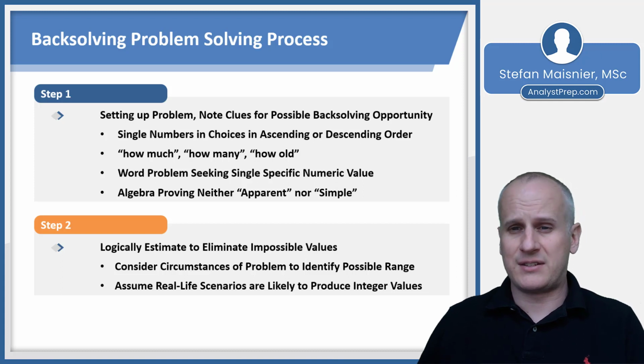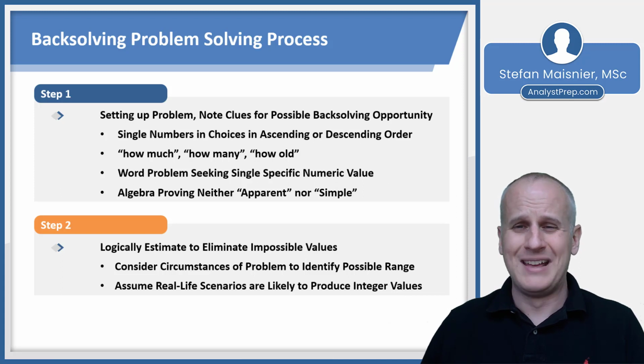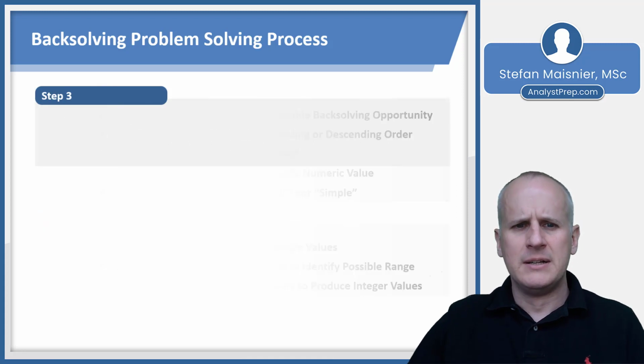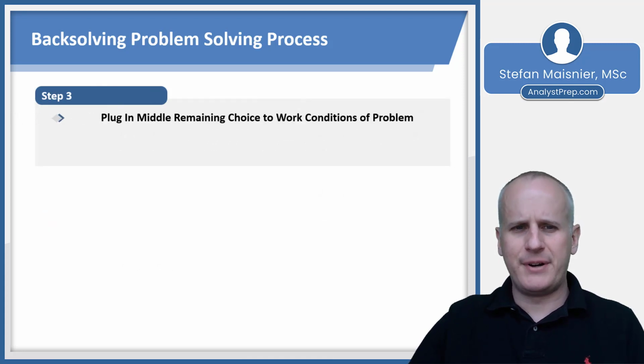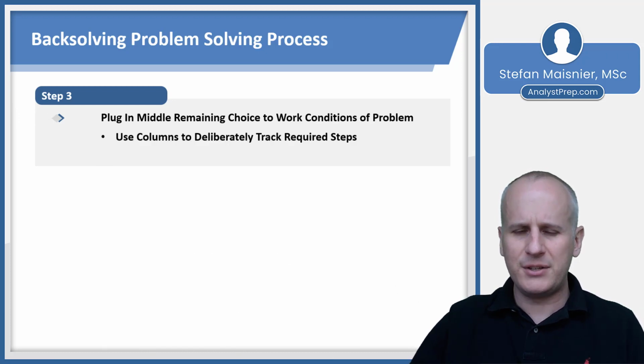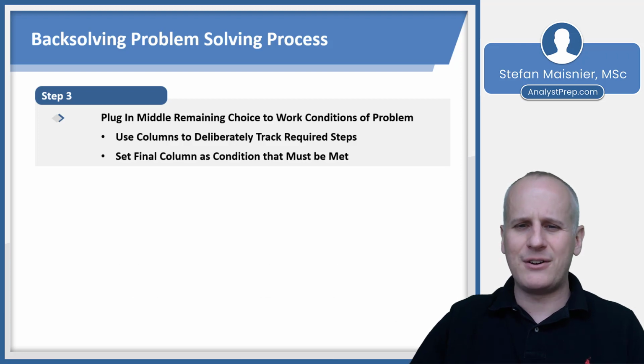So, like if again they're asking for the number of marbles, and one of the answer choices results in you ending up with a fractional number of blue marbles, that's not the right answer because the exam's not going to have a fraction of marbles. Then, step 3, we can plug in the middle remaining choice to work the conditions of the problem. You'll use columns to deliberately track the required steps. You'll set your final column as whatever the condition is that must be met.